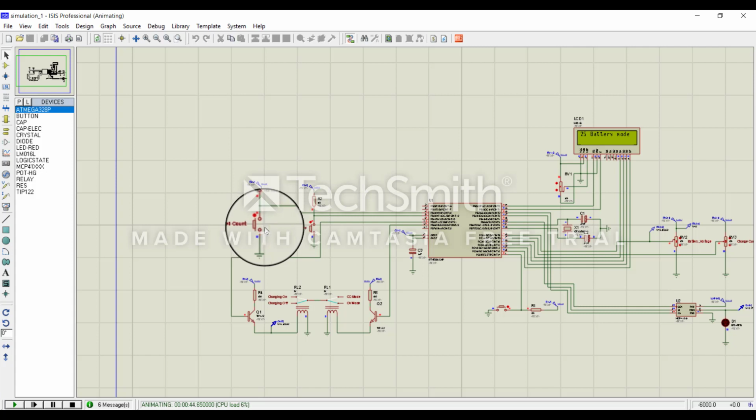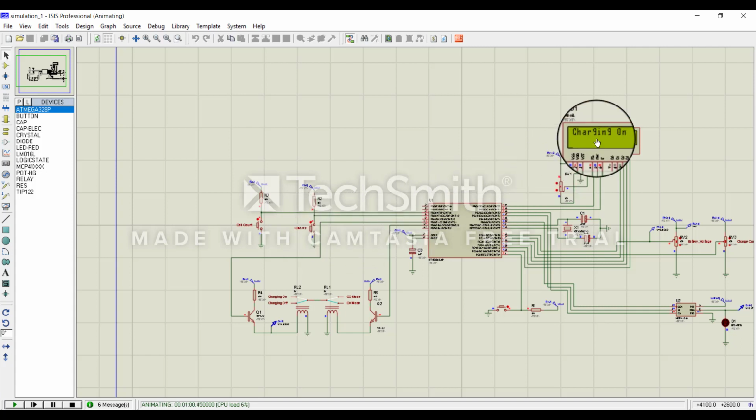This balance charger can charge the battery up to 3S battery mode, which means a maximum of 3 cells of lithium ion battery can be charged using this balance charger. Then we have to turn on the charging of our battery. So we will click on the on/off button, and we will get the status that the charging will be on.